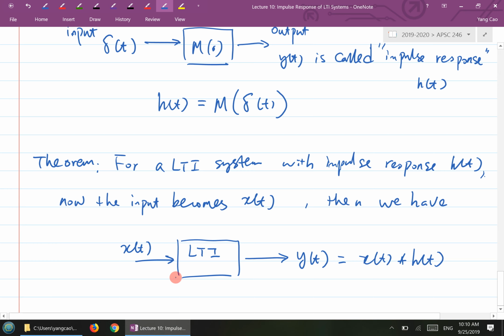So the bottom line is, you strive to find the impulse response of a certain system. Once you find it, then you save yourself tons of work. You can just simply plug in the current input, convolve it with the impulse response, and you get the system output corresponding to this input.